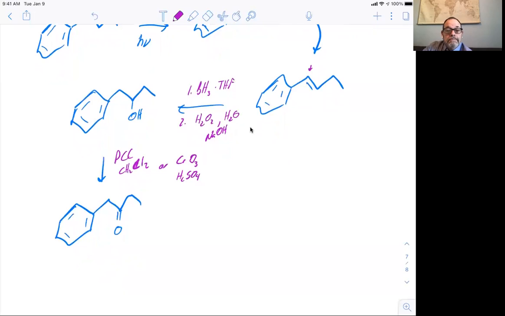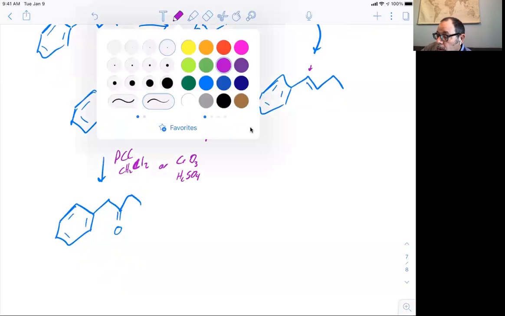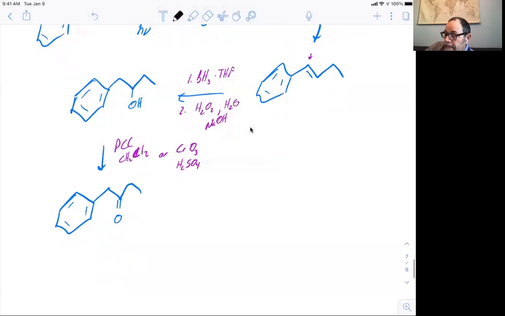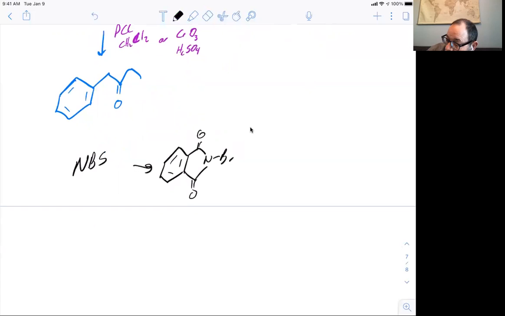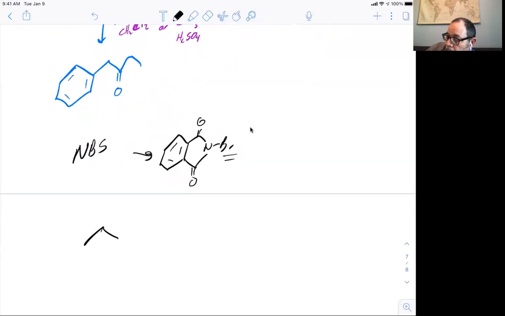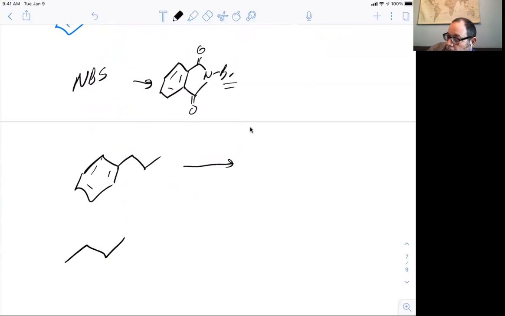Questions about that one? Okay, oh, the NBS. NBS is N-bromosuccinimide. What this does is give us a bromine radical reaction. And the two places you'll see this used will be with benzylic and allylic.